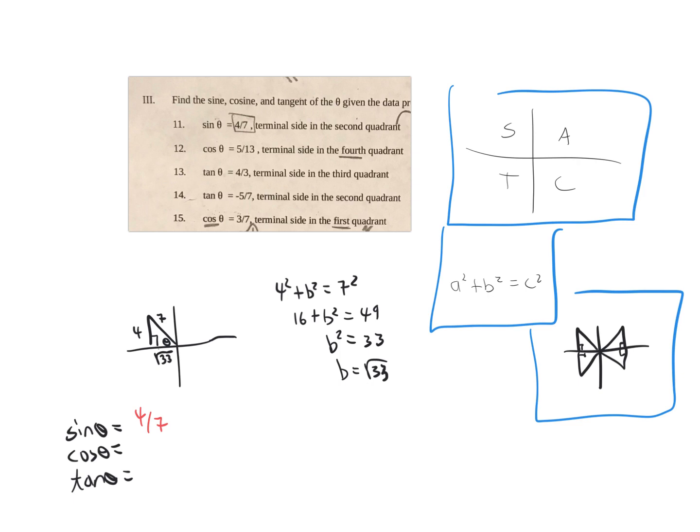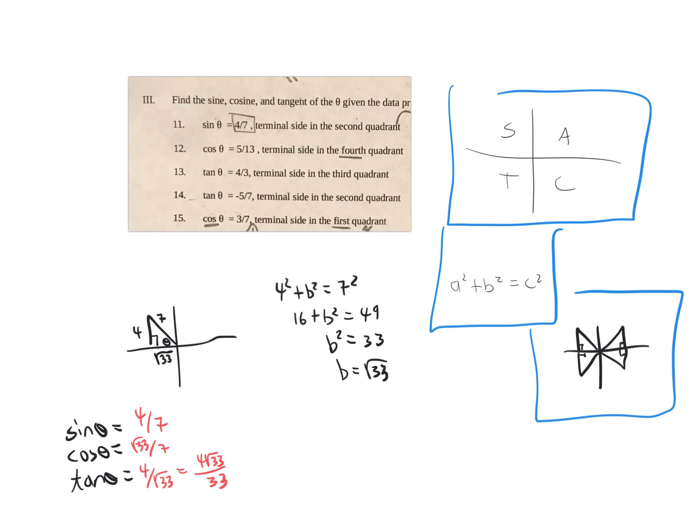The cosine in this case is going to be adjacent over hypotenuse, so that's going to be radical 33 over 7, and the tan in this case is going to be opposite over adjacent, also known as 4 over radical 33, also known as 4 radical 33 over 33. Now you're not done yet because you do need to take into account the signs.